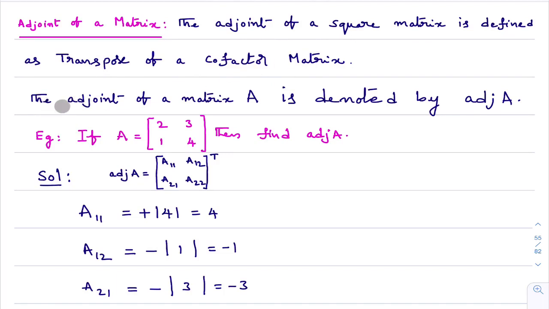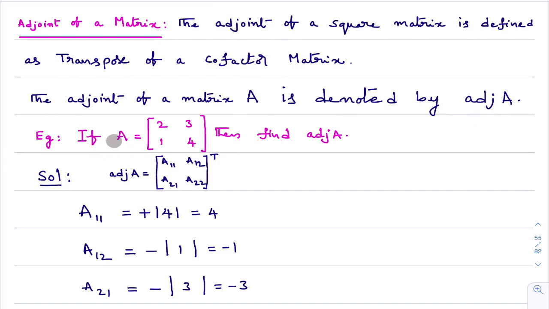You see here a point. The adjoint of a matrix A is denoted like this: adj A. adj A means adjoint of A. Okay. Here I'll try to explain this definition in this example.